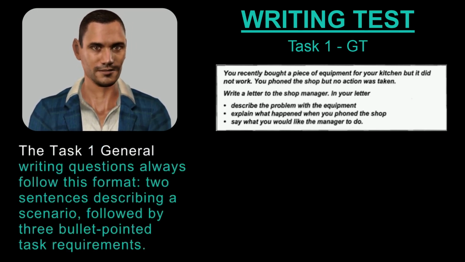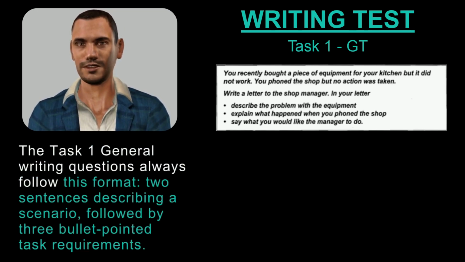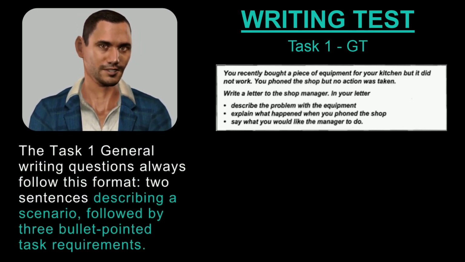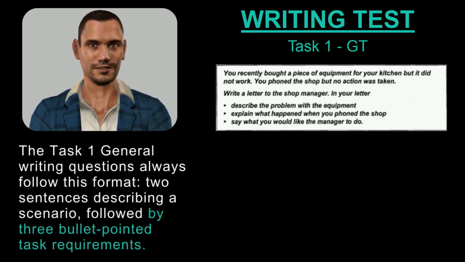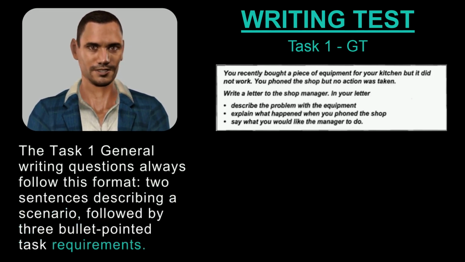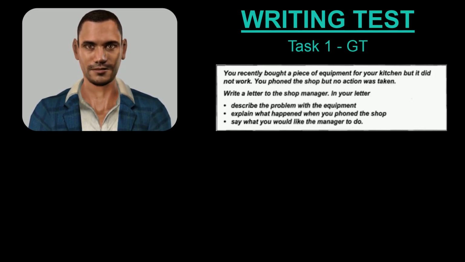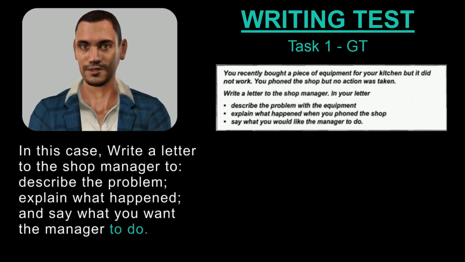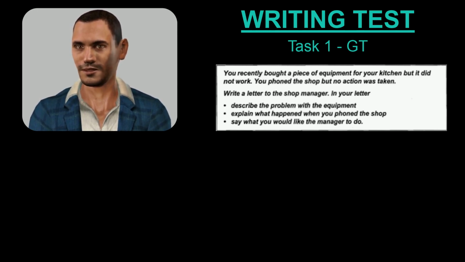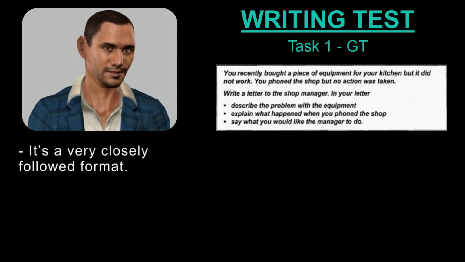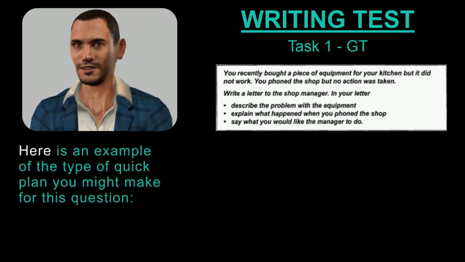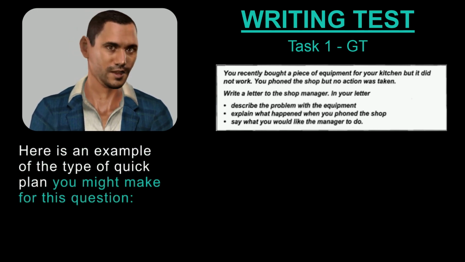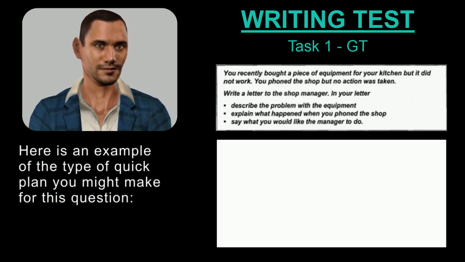The Task 1 General Training questions always follow this format. 2 sentences describing a scenario, followed by 3 bullet-pointed task requirements. In this case, write a letter to the shop manager to describe the problem, explain what happened, and say what you want the manager to do. It's a very closely followed format. Here is an example of the type of quick plan you might make for this question.